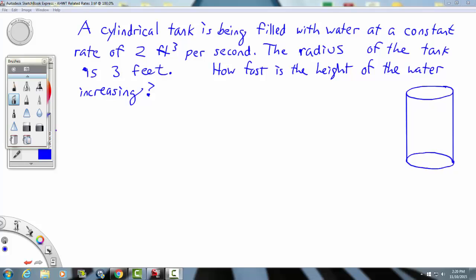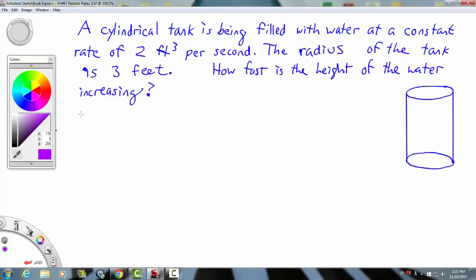So if you can read my chicken scratch here, I have my own problem. It says, a cylindrical tank is being filled with water at a constant rate of 2 cubic feet per second. The radius of the tank is 3 feet. How fast is the height of the water increasing? So we have radius, we have volume, we have height of the water, and we have time. So the first thing we're going to do is step 1, which is list your ingredients. We have to see what we have.